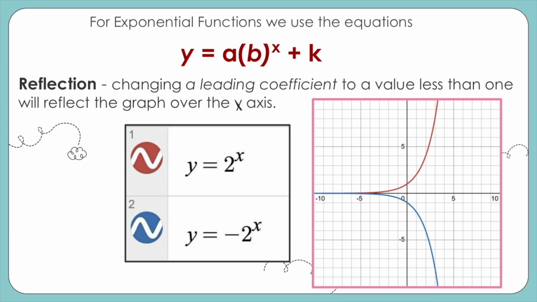So you can see here that my red curve, y is equal to 2 to the x power, and then my blue curve, where I typed them both in the decimals, I can see that y equals negative 2 to the x, so negative 2 is going to be less than 1, and that's going to cause my curve to reflect over the x-axis, and I can see that represented in my Desmos graph. Now let's take a look at the next one.